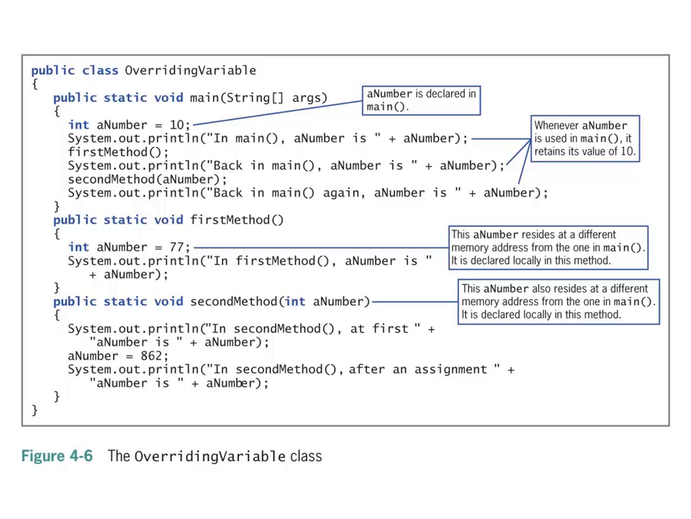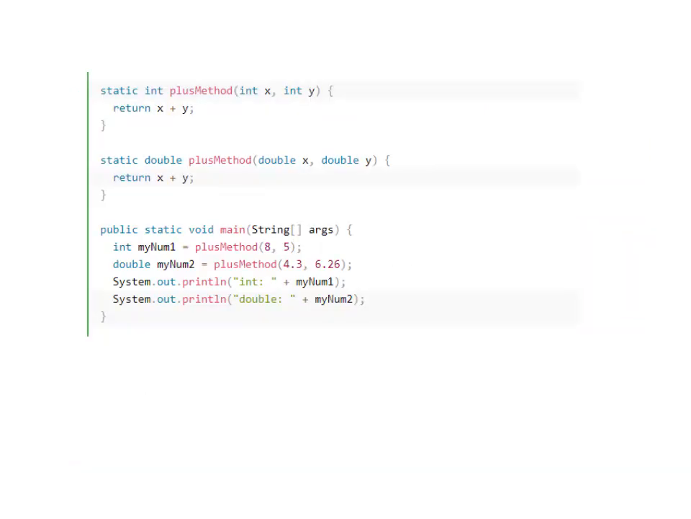And in the second method, we also have a parameter integer aNumber. Those variables, although they share the same name, aNumber, are different variables because they are declared at different memory addresses. They are only known to the blocks in which they are declared.